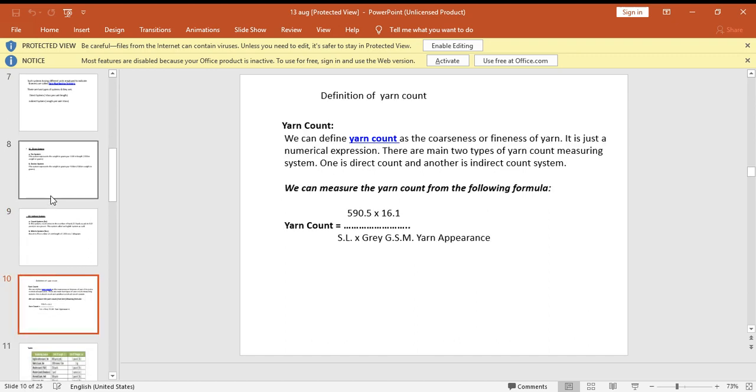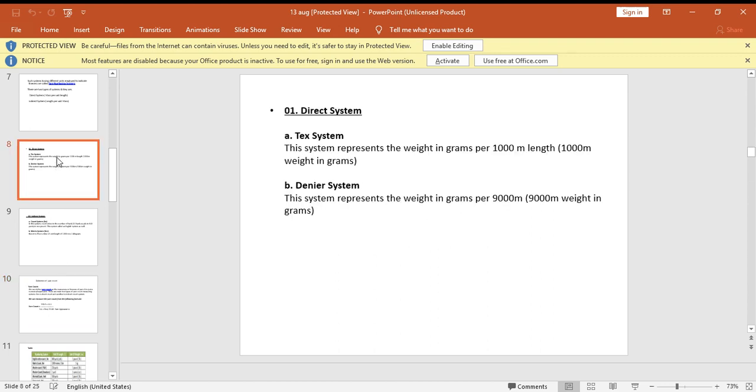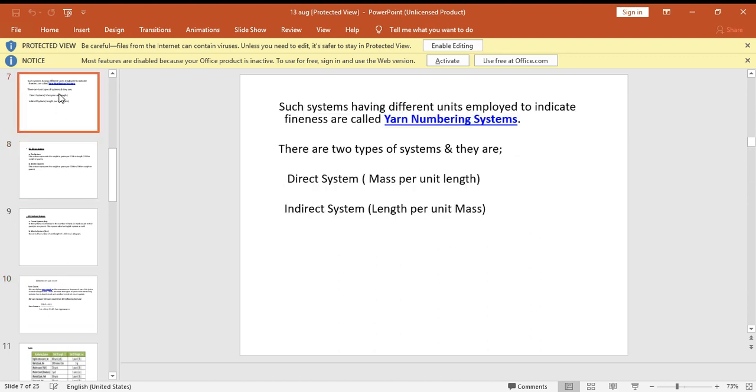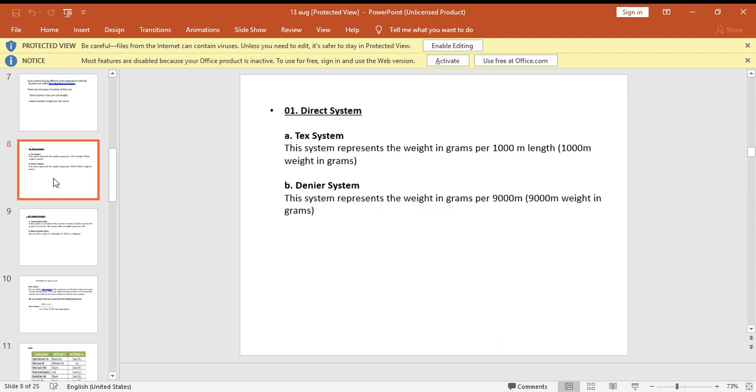So what is the yarn numbering system? The yarn numbering system is employed to indicate the fineness of the yarn. It is divided into two: the direct system and the indirect system. The direct system has the tex system and the linear system. The tex system represents the weight in grams per thousand meters of length, and the linear system represents the weight in grams per 9,000 meters of length.